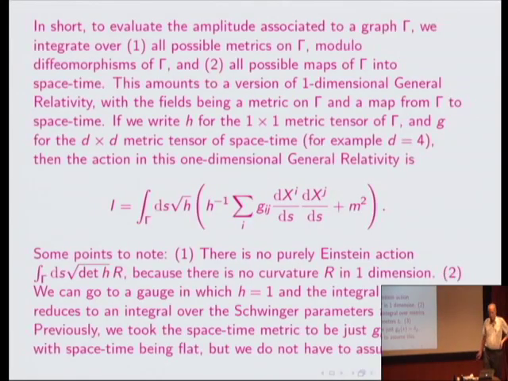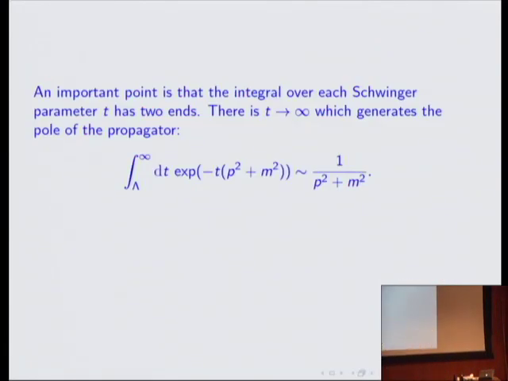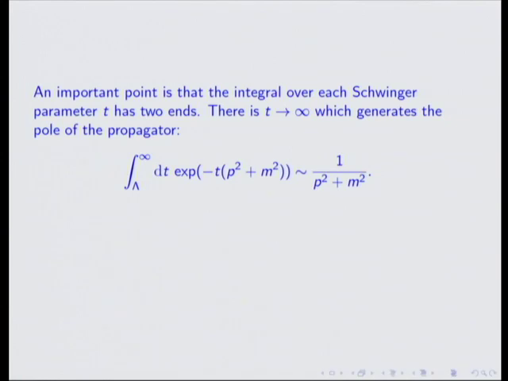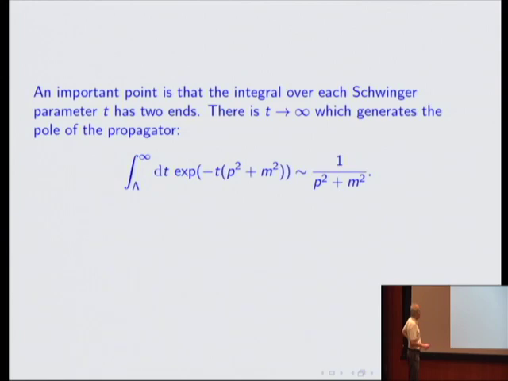Now, when we do this in practice, of course, we have to integrate over the Schwinger parameters. And an important point is that the integral over each Schwinger parameter has two ends. There's t goes to infinity and also t goes to 0. T goes to infinity generates the pole of the propagator. So I've integrated over t, e to the minus t times p squared plus m squared. If we go from 0 to infinity, it would be exactly 1 over p squared plus m squared. But if we go from anything to infinity, we still get the same pole. The squiggly line just means that this is a good approximation near the pole at p squared equals minus m squared.